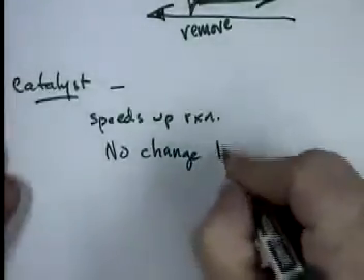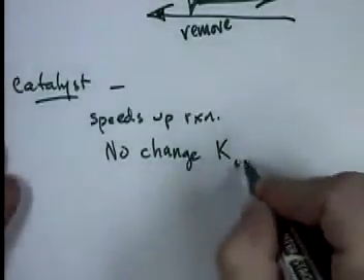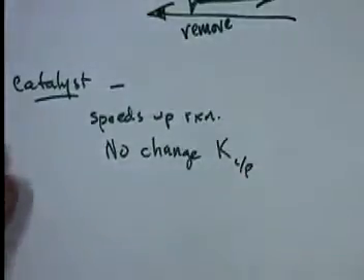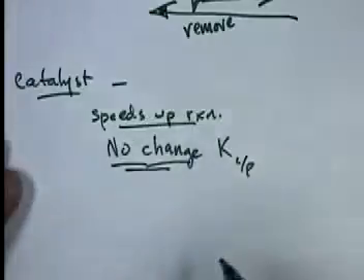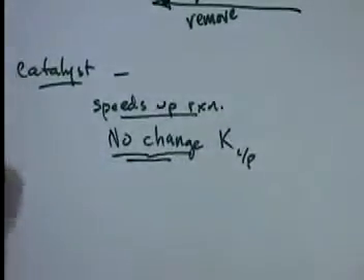the status of the equilibrium. There's no change in K, whether it be C or P or whatever the K is. There's no change in it at all. All it does is speed up the reaction and get you to equilibrium quicker.